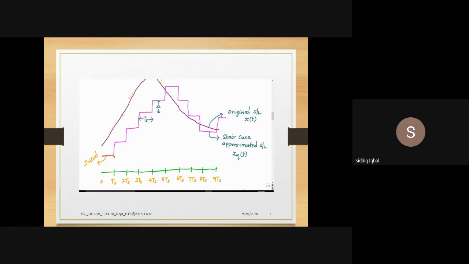So there is a question in chat. What is that? A student has posted the question.